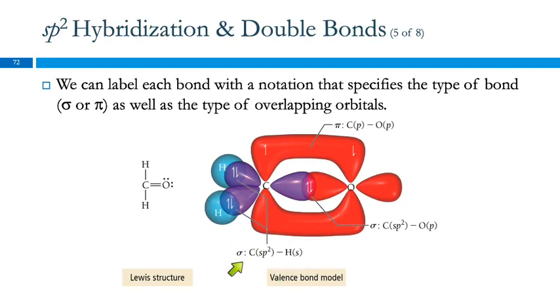This one is these two actually. Sigma bond between carbon and hydrogen. The carbon is using an sp2 hybrid orbital, and the hydrogen is using an s orbital. In this bond, the carbon's using an sp2 and the hydrogen's using an s. And then this bond is between carbon and oxygen. The carbon is using an sp2 hybrid and the oxygen's using a p. Yeah, I'm going to get some examples.